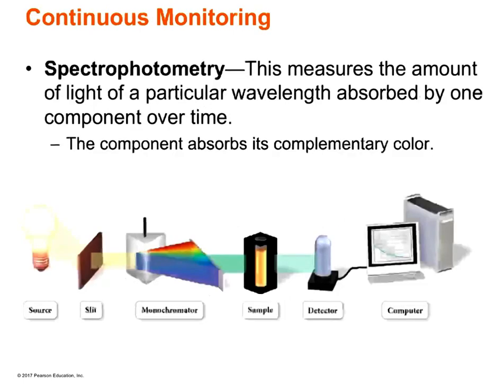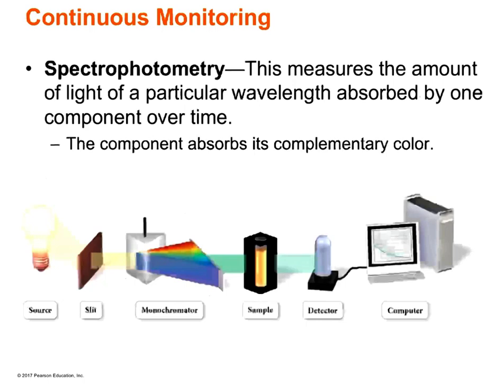Probably the most common method that's used is spectrophotometry. And we've used this method in our class before, not necessarily to measure reaction rate, but to measure the concentration of product that's forming. But you can use this to measure the concentration of product over time. So remember, spectrophotometry measures the amount of light of a particular wavelength that's absorbed by one component over time.